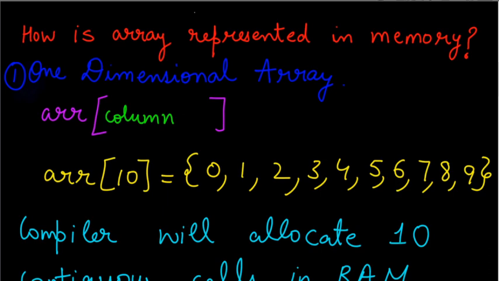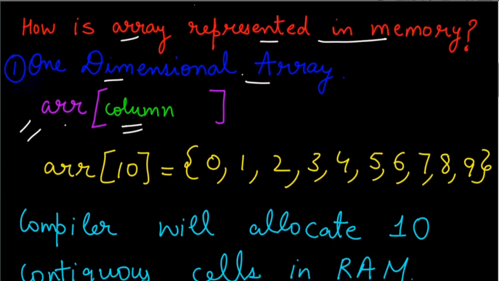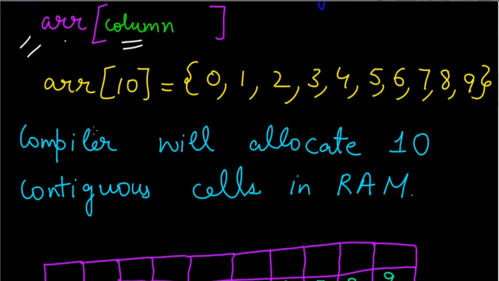Hello everyone. Today we are going to do how is an array represented in memory. Okay, so first is the one dimensional array. How is it represented? Array, then inside the bracket it is the column. As I already told you, the one dimensional array's element is represented with one subscript, and there is a single row and multiple columns. So we have an array of 10 numbers: 0, 1, 2, 3, 4, 5, 6, 7, 8, 9. So how will it be stored in the RAM?